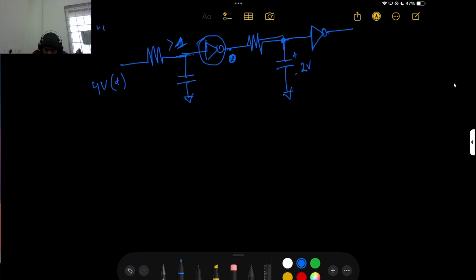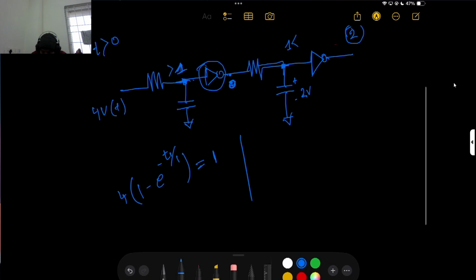So if I need 1 volt here, that is 4 into 1 minus e to the power minus t by tau, and tau means 1. So that is my 1 volt. Here t1, and another is 0 here and 1 here. So it's like a capacitor discharging. If I want to charge a capacitor, this is the capacitor charging equation, and this is the capacitor discharging.